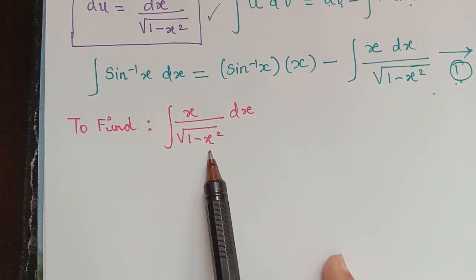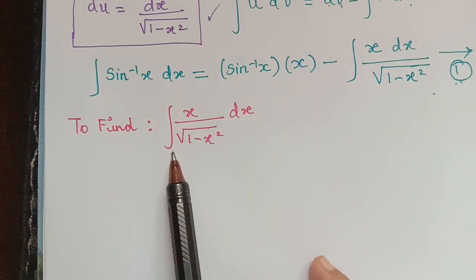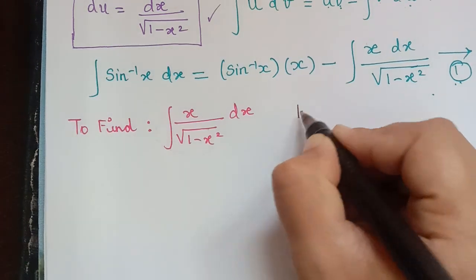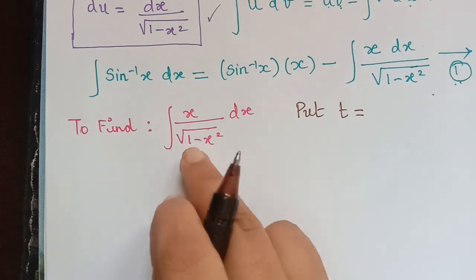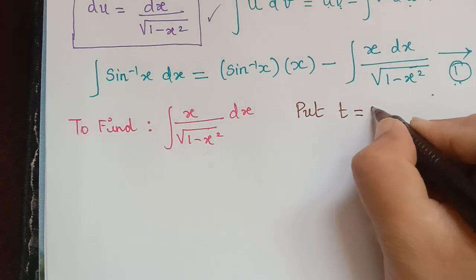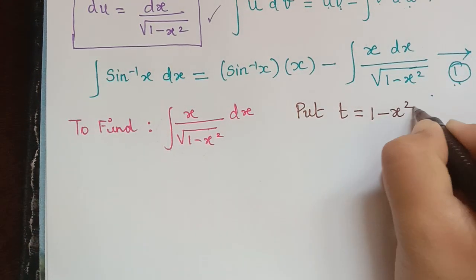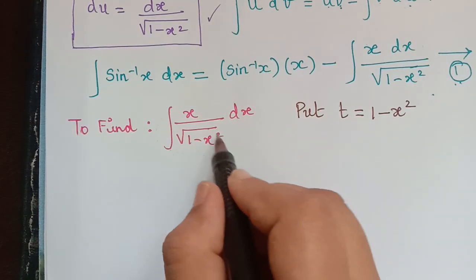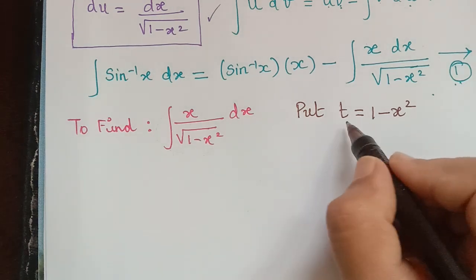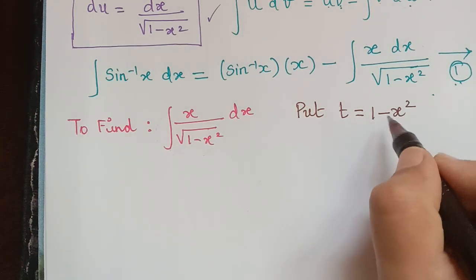It has to be done by the method of substitution. So what we are going to do, we are going to put t is equal to whatever is inside the square root, that is 1 minus x square. So whatever we have here in the denominator, which is inside the square root, we are taking it as t. So we are substituting this as t.